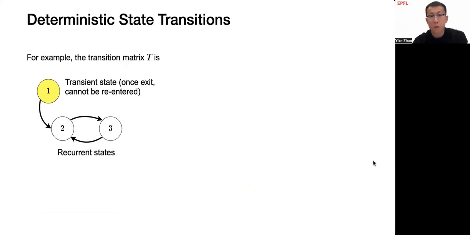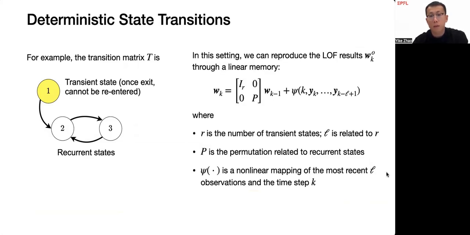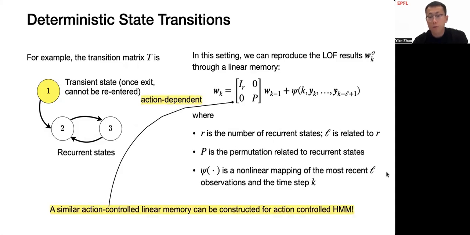We first studied deterministic transitions. A sample transition is given here, where state 1 is a transient state, while the others are recurrent states. In this setting, we can reproduce the LOF results through a linear memory, where R is the number of transient states, L is related to R, P is a permutation matrix related to the recurrent states, and C is a nonlinear mapping of the most recent L observations and the time step k. And for the action-controlled hidden Markov model, we can construct a similar linear memory with the same performance.